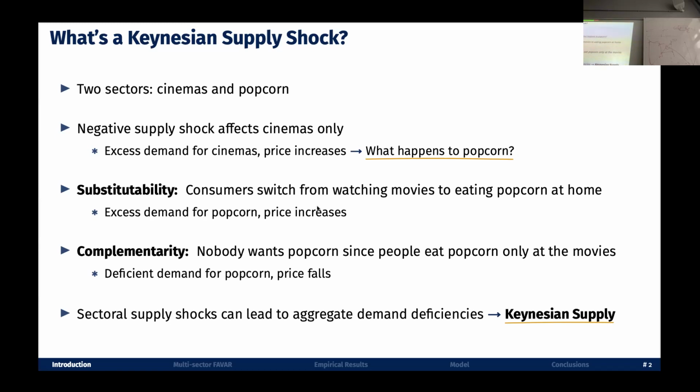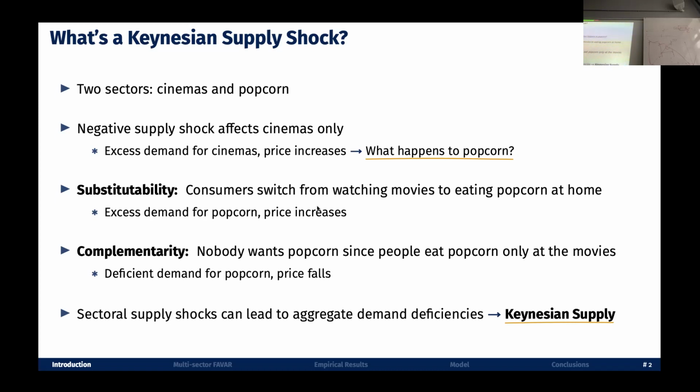So imagine that all of us demand a cinema ticket every day, and the cinema has as many seats as us. But tomorrow the cinema has only half of the seats available. We still all want to go to the cinema. There is an excess demand for cinema tickets because there are 20 of us in this room, right? For cinemas, it's clear. For popcorn? For popcorn, in principle, popcorn is not affected by the shock, right?